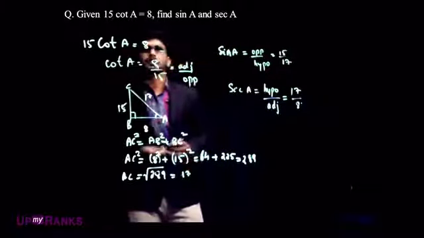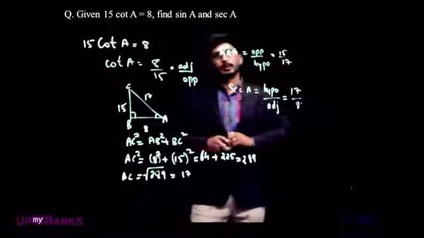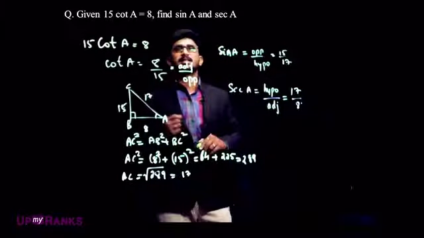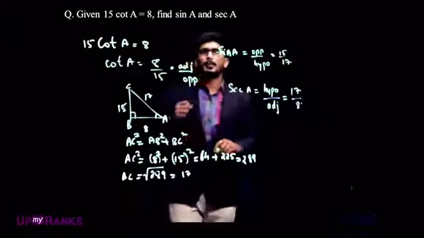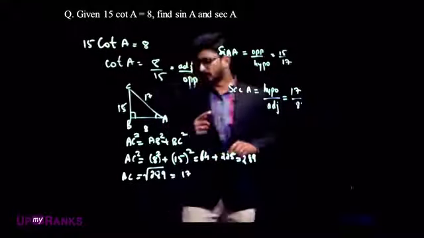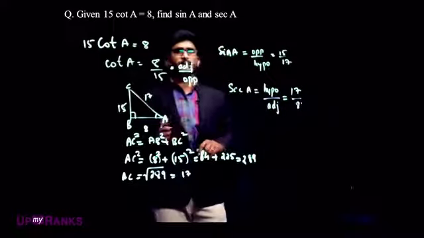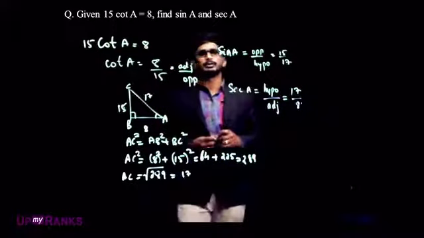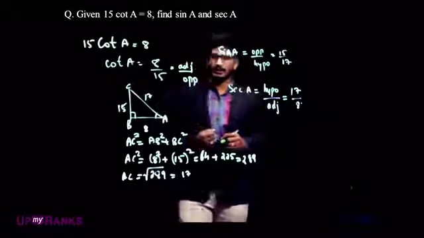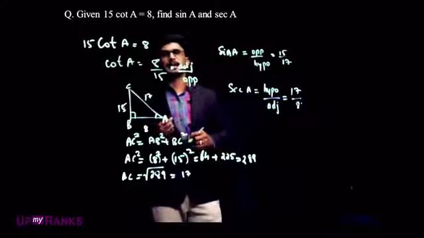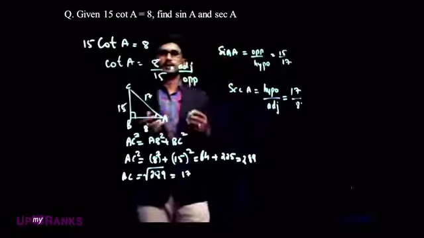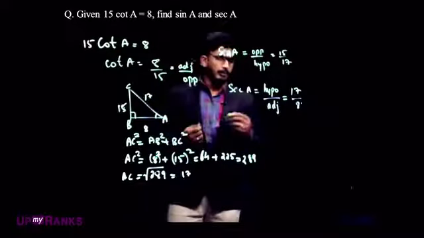Is this clear? It's very easy if you know the trigonometrical ratios. Sin is opposite by hypotenuse, cos is adjacent by hypotenuse, tan is opposite by adjacent, cosecant is the reciprocal of sin, hypotenuse by opposite, secant is the reciprocal of cos, hypotenuse by adjacent, cot is the reciprocal of tan, which is adjacent by opposite. You have to remember these ratios, then only we can do any kind of problem. Thank you. Let's move on to the next question.